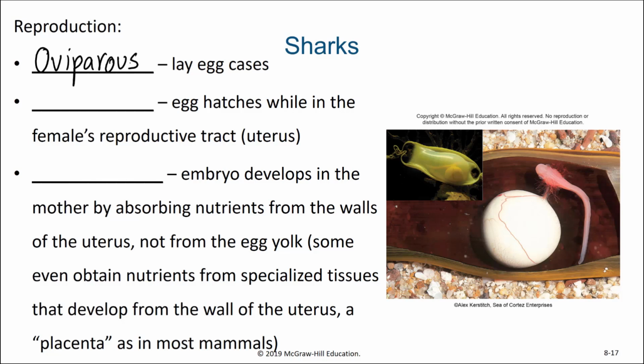laying eggs that then hatch within the female's reproductive system, which is ovoviviparous, or in some species not laying eggs at all, but the young developing in a uterus and receiving nutrients from the mother by an organ that is almost like the placenta in mammals. These would be viviparous.